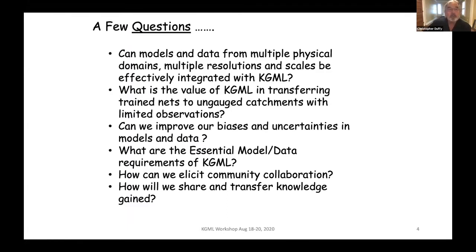Won't be able to answer all these, but I think these are very relevant to the problems at hand. Can models and data from multiple physical domains, multiple resolutions and scales be effectively integrated in KGML? And from some of the talks we've heard today, that question may already have been answered. I don't know. What is the value of KGML in transferring trained nets to ungauged catchments? Still an issue, but again, there's some promising aspects of the earlier talks. Can we improve our biases and in particular uncertainties in the model? Once again, we're hearing that some of these things are well on their way.